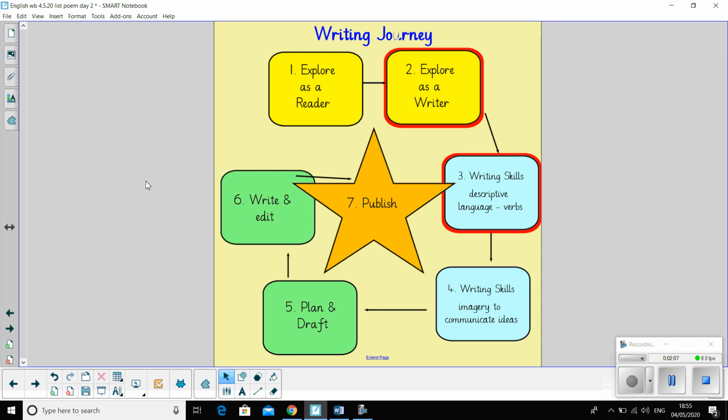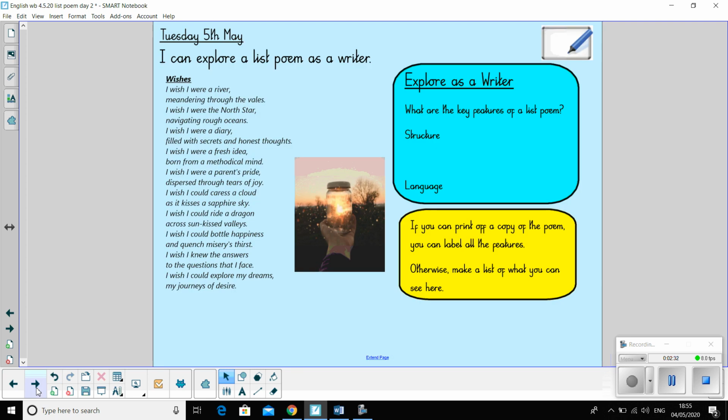So our writing journey today: we've looked and explored as a reader yesterday. Today we're exploring as a writer, but I've also linked it into one of our writing skills to help develop our own bank of words that will hopefully support your own poetry writing and planning. So I can explore a list poem as a writer. We're going to explore it in two different ways. We look at the structure and then we look at the language.